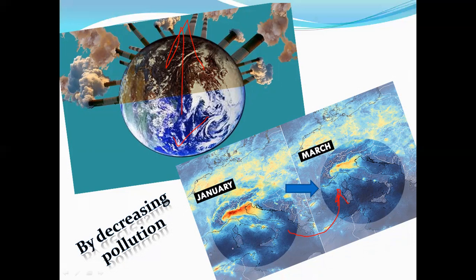If you see here, you can see there is lots of pollution effect. And here, if you see, the pollution is going to be decreased. This is in these 3 months from January to March.